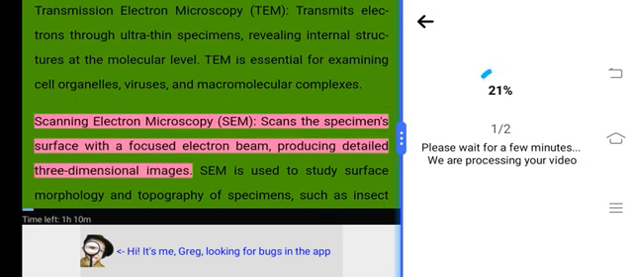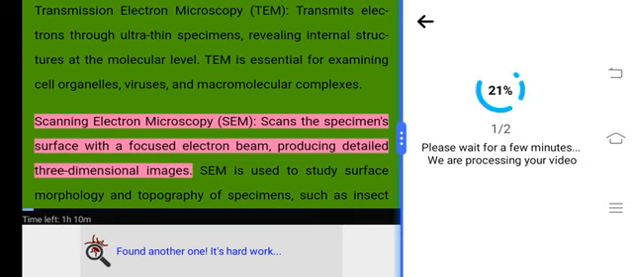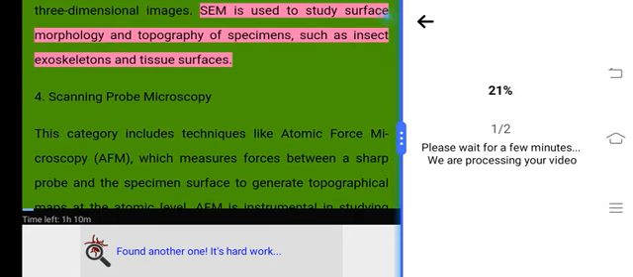Scanning electron microscopy (SEM) scans the specimen's surface with a focused electron beam, producing detailed three-dimensional images. SEM is used to study surface morphology and topography of specimens, such as insect exoskeletons and tissue surfaces.